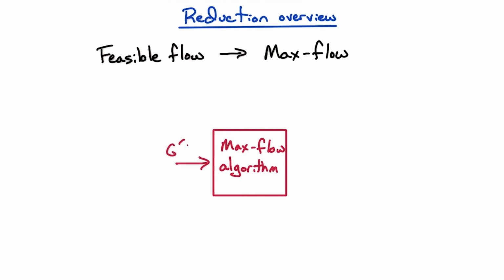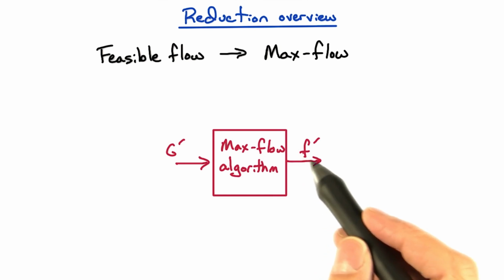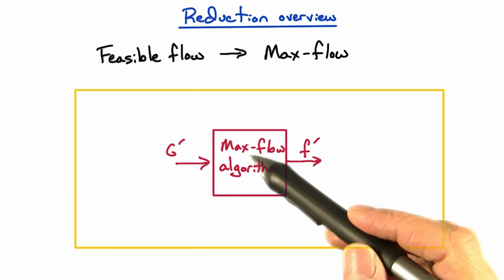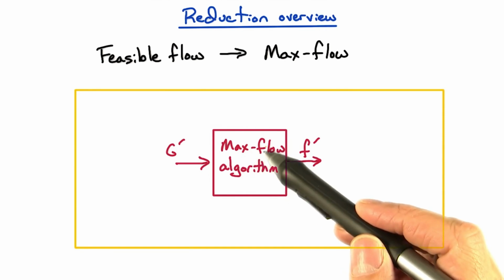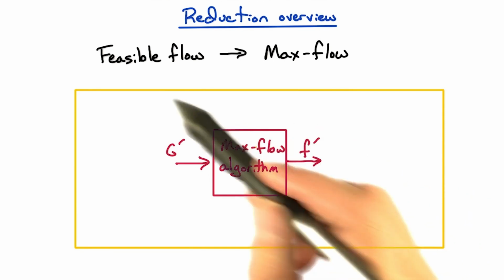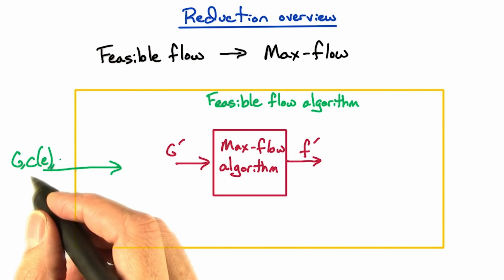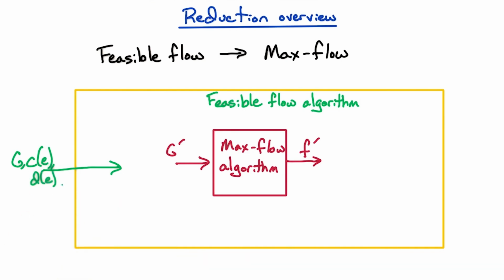We can simply give it an input flow network, and we'll get out a solution, a flow f prime of maximum size for this input flow network. Now we want to use this black box algorithm for max flow to build an algorithm for the feasible flow problem. What we're going to do is take an input to the feasible flow problem. What exactly is the input to a feasible flow problem? Well, there's a directed graph G. There are capacities along every edge specified by c of E. And there are also demands along every edge specified by d of E.